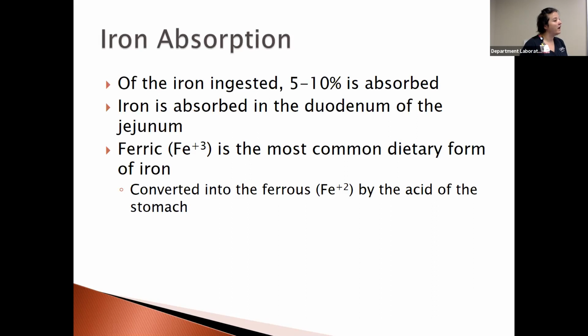And then again, ferric is the most common form of dietary iron, which will be converted to ferrous. And as we go through the process of the hemoglobin molecule, you will see that the iron molecule transfers from ferrous to ferric. It goes back and forth quite a bit.